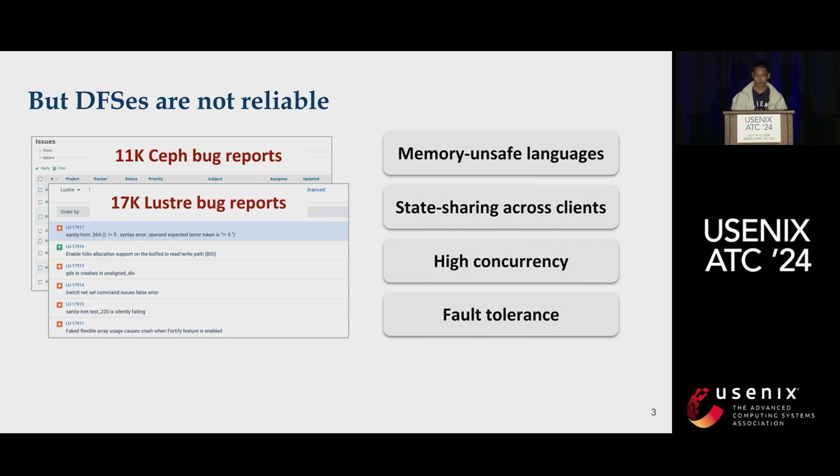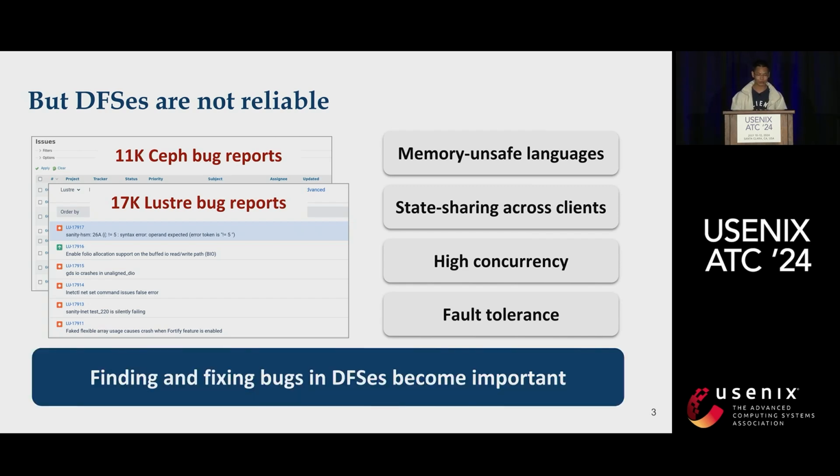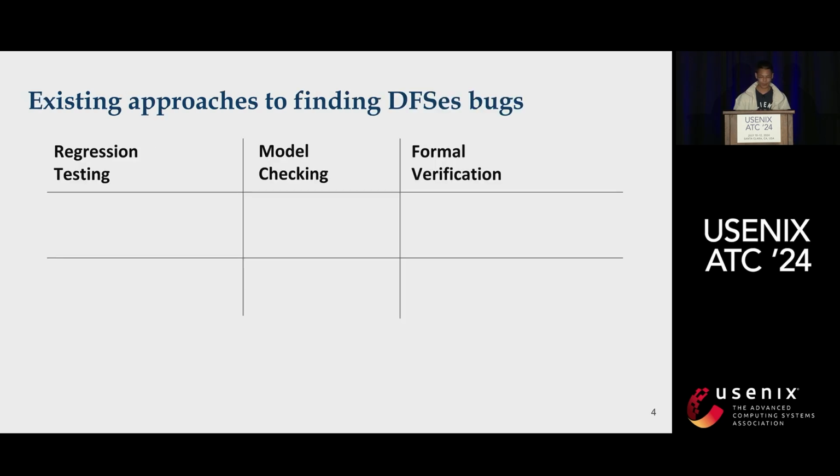For example, multiple clients highly concurrently access the file data saved on servers, and servers have to duplicate the data on multiple nodes to tolerate failures. In this case, it's important to find and fix bugs in distributed file systems to avoid security attacks and avoid data loss or data corruptions.